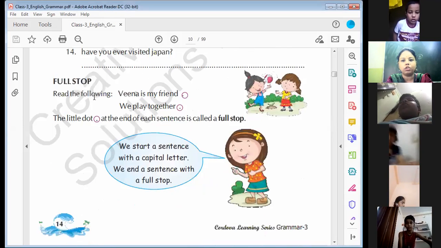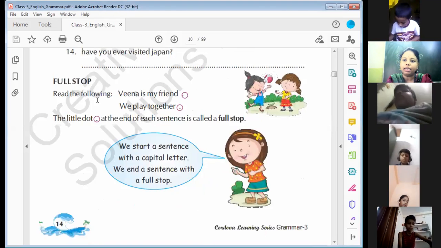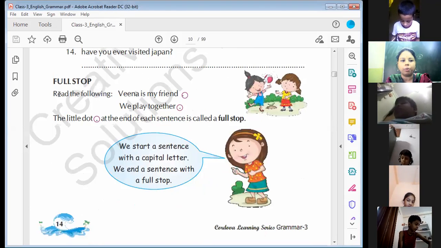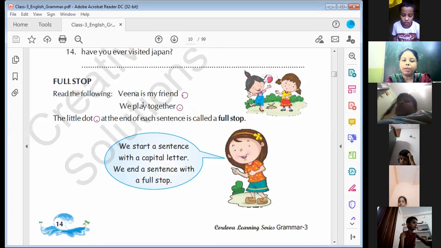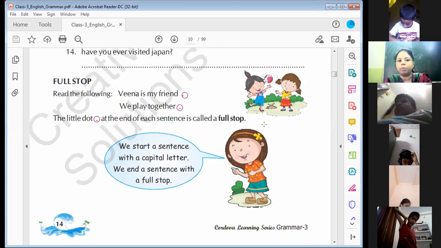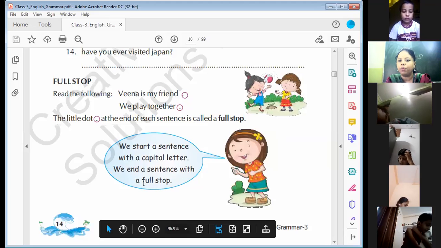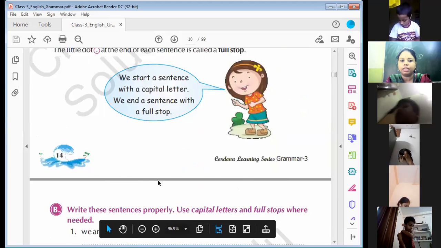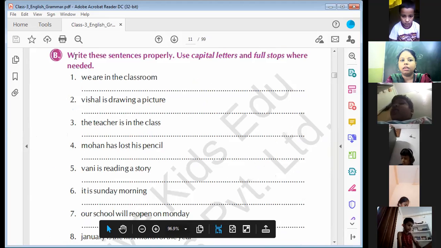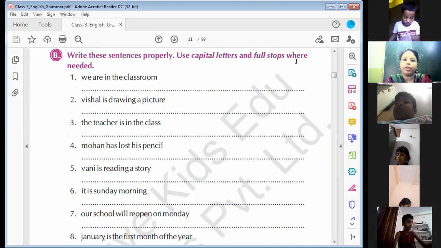Now, next is full stop. We studied about capital letters. Now move to the full stop topic. Read the following. Veena is my friend. We play together. The little dot at the end of each sentence is called a full stop. We start a sentence with a capital letter. We end a sentence with a full stop. We have to take care of this. Understand? Here you can see. Write these sentences properly. Use capital letters and full stops where needed.